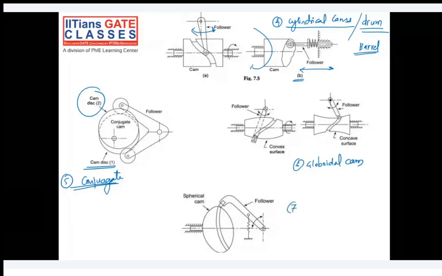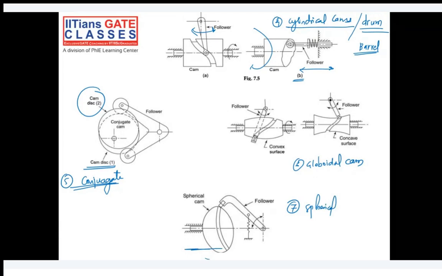We can clearly see here our cam is spherical, and the follower is oscillating. Here it's oscillating like this, up and down, because of the motion of the cam. It is also having a limited use. So depending on the type of the cam, we have these basic types. These are the basic types of cams, and this is how we can expect the cam follower mechanism.